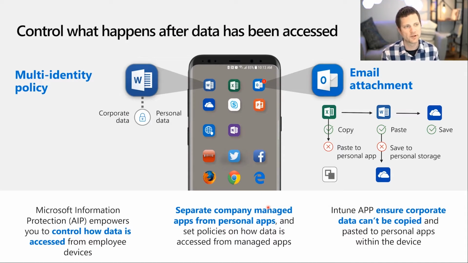Now, before I jump into the demo, I do want to talk about this notion of multi-identity policies. This is where we can actually encrypt data using Microsoft Information Protection and control how that data is accessed from devices. So for example, if I send you an email and it has an attachment that's been encrypted and labeled by Microsoft Information Protection, but let's say your device is not managed, you can't open the attachment. So that is an example here of being able to control that.